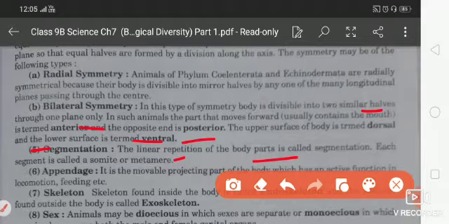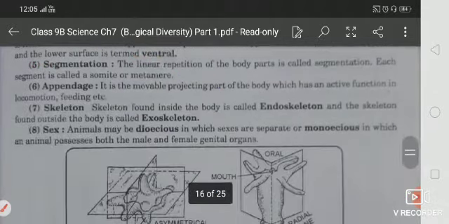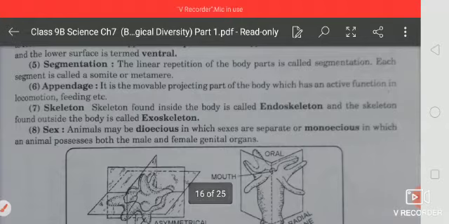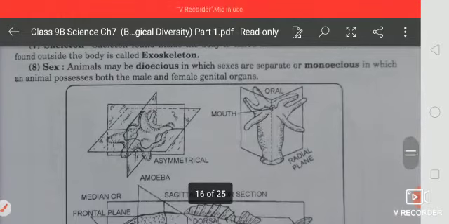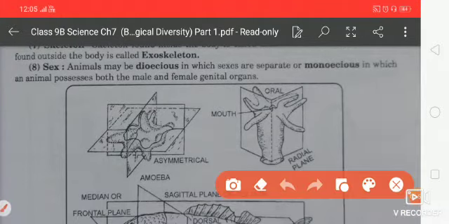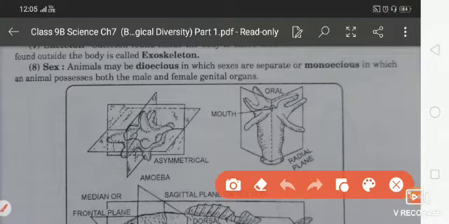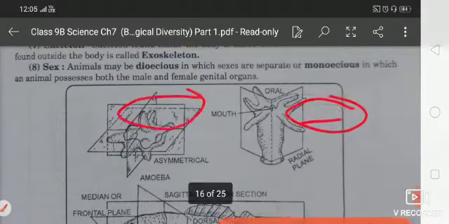Now appendages: these are movable projecting parts of the body which have an active function in locomotion and feeding. Next one is skeleton. You know that skeleton may be exoskeleton, which is found outside, and endoskeleton, found on the inner side. Next is sex. Animals may be dioecious, in which sexes are separated, or monoecious, in which an animal possesses both male and female organs.